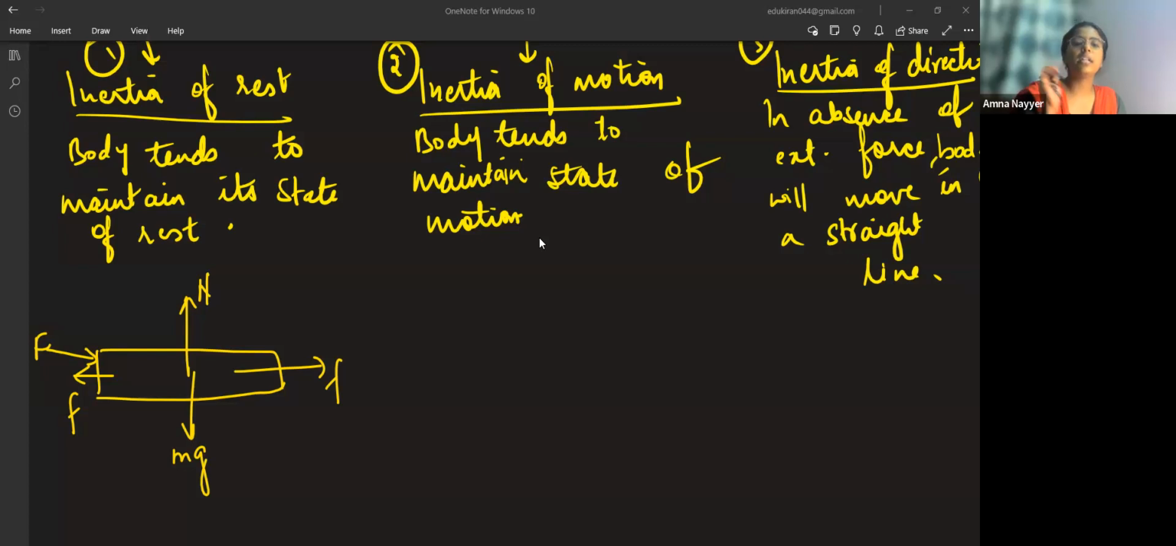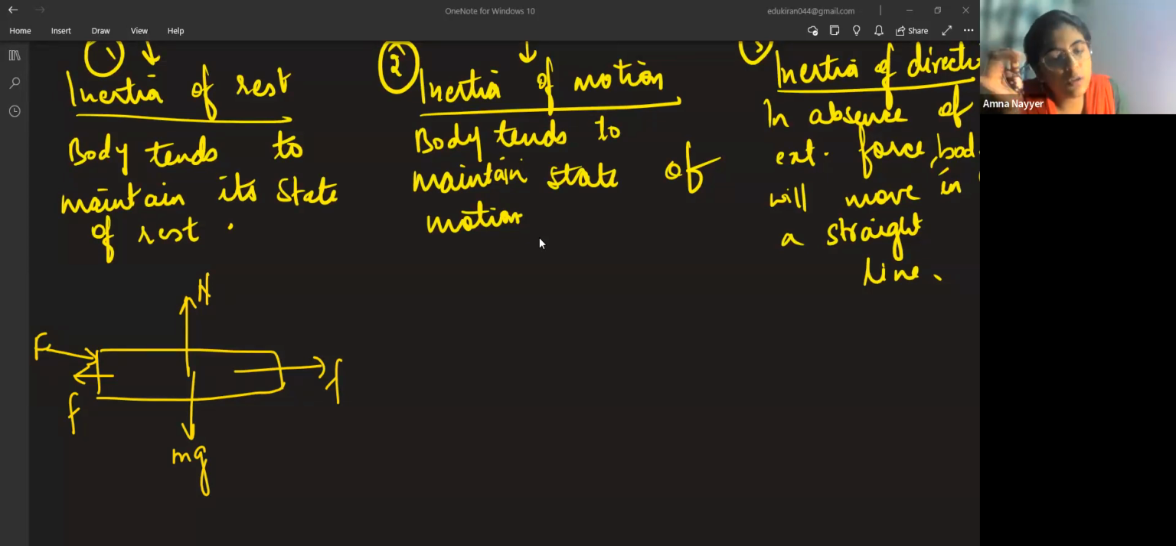Suppose a body is moving. So this was moving, it is moving, moving, moving. But now, let's say it has stopped at a point. So why did it stop? It was moving because of inertia of motion. The body was moving because of inertia of motion.